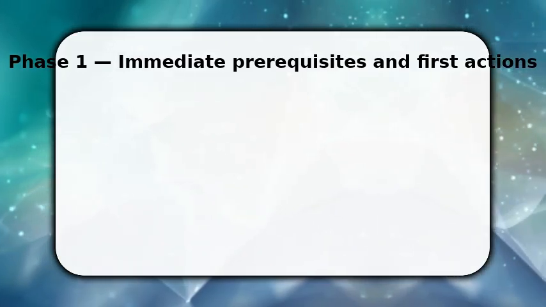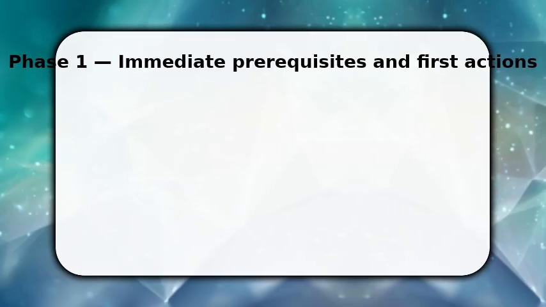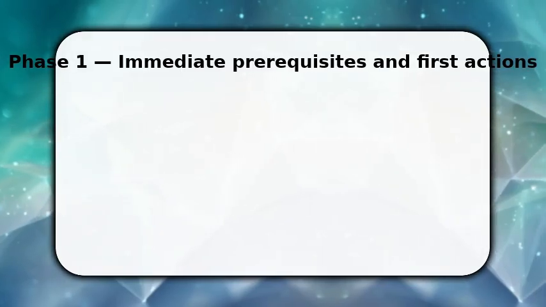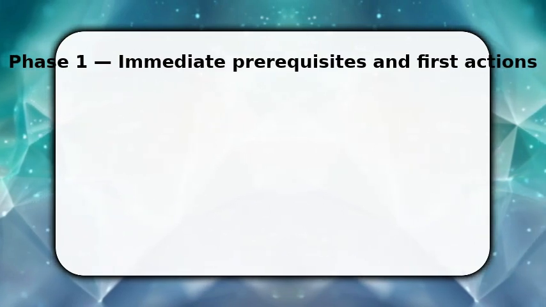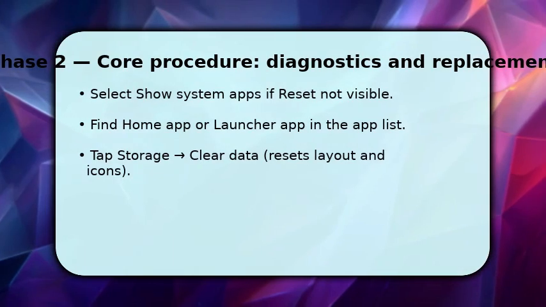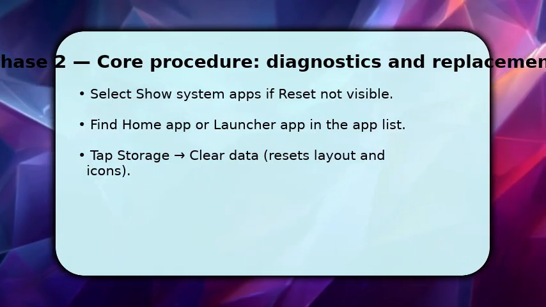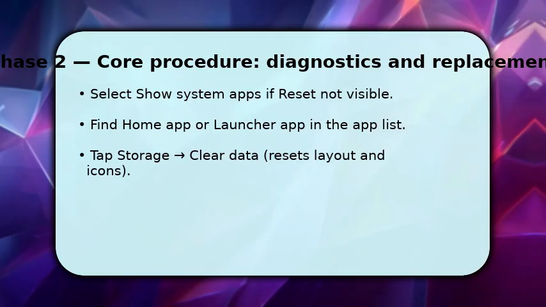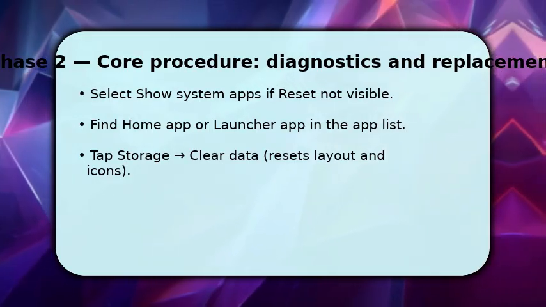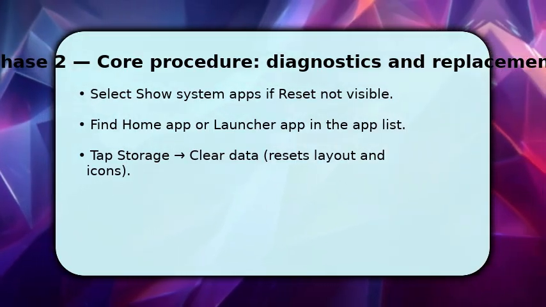You do this because resetting layout affects launcher data stored in app settings. Make sure to pause if you need to back up custom widgets or layouts before continuing. Now locate the Home app, also called your launcher. Sometimes it's listed under Show System Apps. Tap the launcher entry to open App Info. This is how you tell Android to rebuild the home screen.